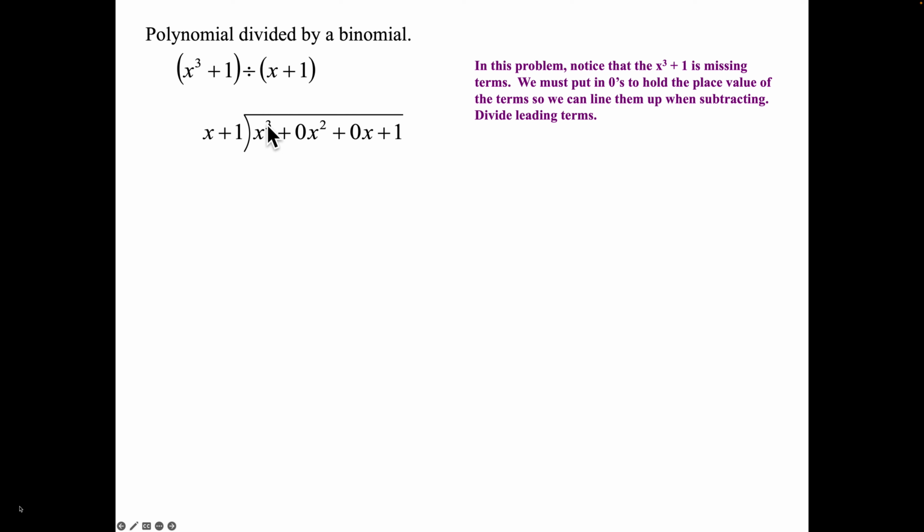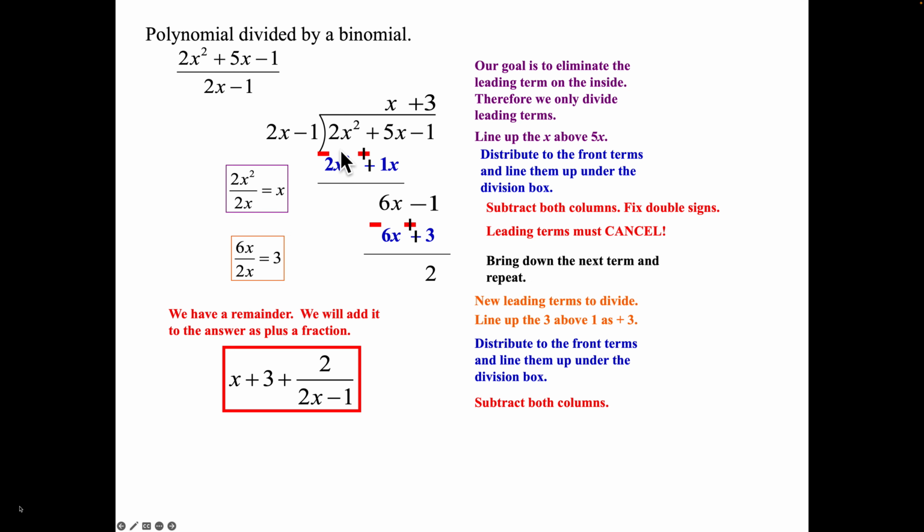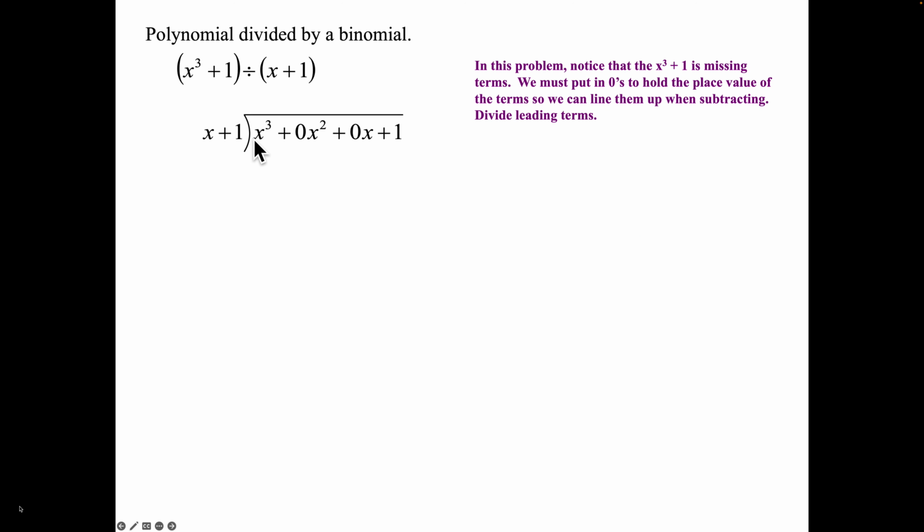So if I start with x cubed, there better be an x squared, an x to the first, and a constant. Whichever terms are missing, we'll put a 0 in front of the x squared and the x. We need this to line up your like terms when we put them on top of the long division box. So let's get started. We'll divide our leading terms. X cubed divided by x is x squared.